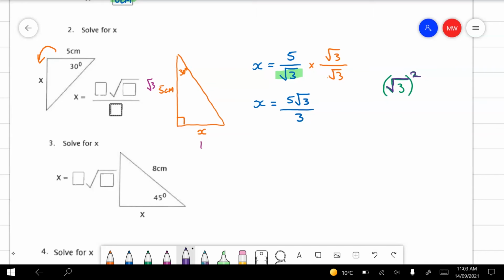So we've got our answer, which is 5 root 3 over 3. Technically, this is in centimeters as well. So here's our answer. Oops, I keep scribbling out my answers today.